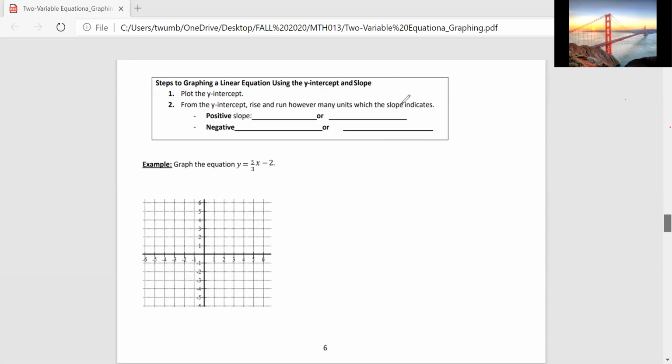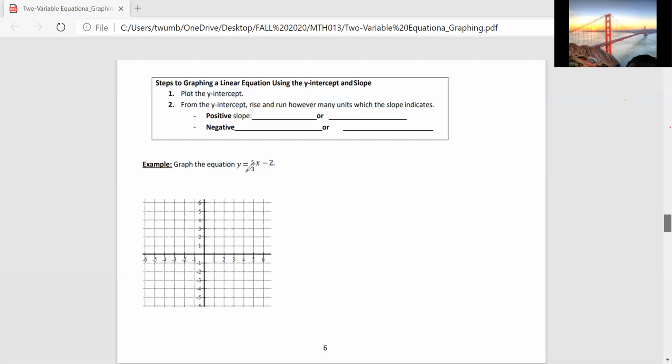Same with the x value. If the x value is negative, you're going to go to the left of 0. If it is positive, you go to the right of 0. So you should know some of these things. From the y-intercept, rise and run however many units the slope indicates. So if you have a positive slope, then basically both the rise and the run values will be positive, or both will be negative. For a negative slope, one of them is going to be negative, mostly.